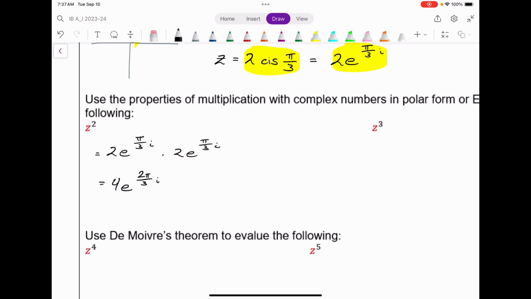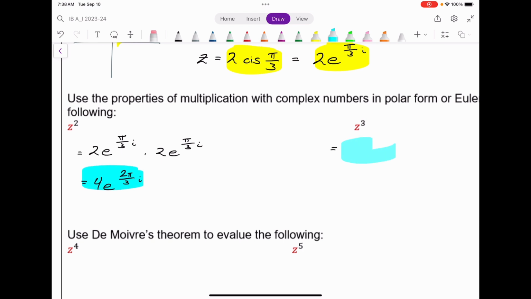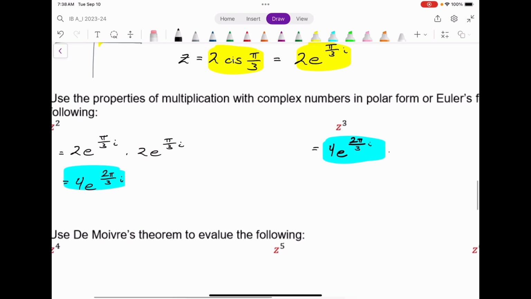We're done. If I want to now cube that, I can just take this last value here and multiply it by another value of z. So for z cubed, I'm just going to take what we had before, because we already did most of the work, 4e to the 2 pi over 3 times i, and multiply that by z one more time, by another 2e to the pi over 3 times i. Same idea. 4 times 2 is 8. 2 pi over 3 plus another pi over 3 is exactly pi. Right, that's it. That was fairly quick.